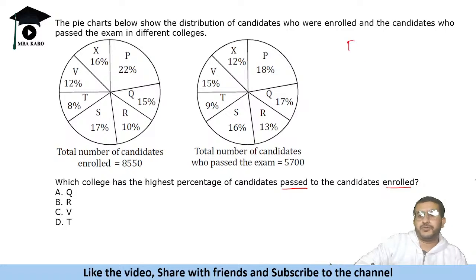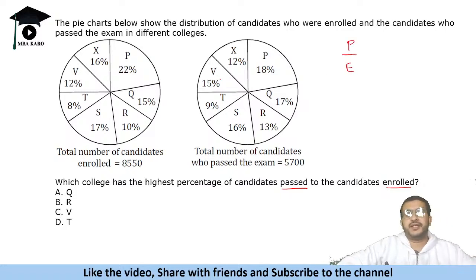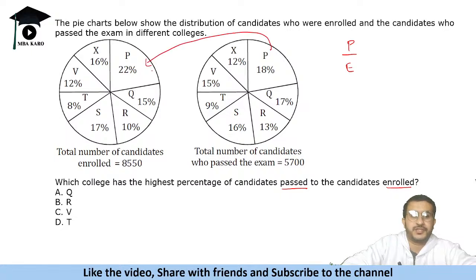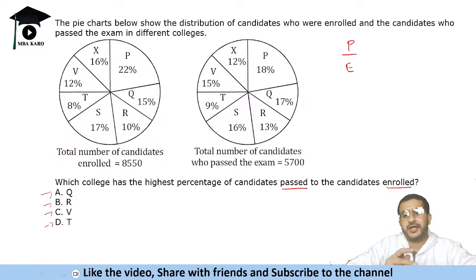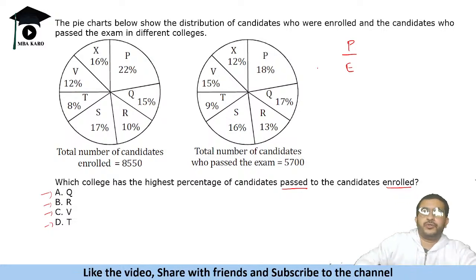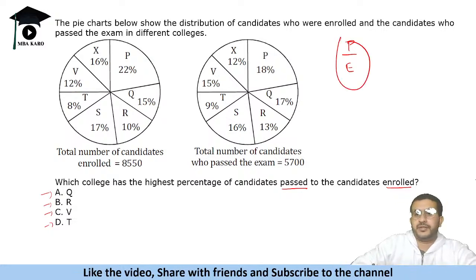So in this particular question, we need to find the highest percentage of pass to enroll. Since this is a relative number, we will just calculate the ratio of pass to enroll, taking this percentage upon this percentage. First, we will check only for these four colleges, Q, R, V, T, because highest is asked, so it will be among these four. So for Q, we will take the ratio of pass to enroll.